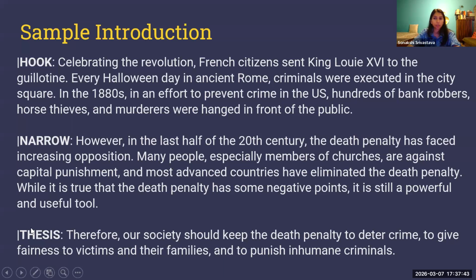And then you establish your thesis. Therefore, our society should keep the death penalty to deter crime, to give fairness to victims and their families, and to punish inhuman criminals. Okay, so you have the hook, you begin to narrow down, or you begin to contextualize it to the setting of your paper, and then you establish the thesis.